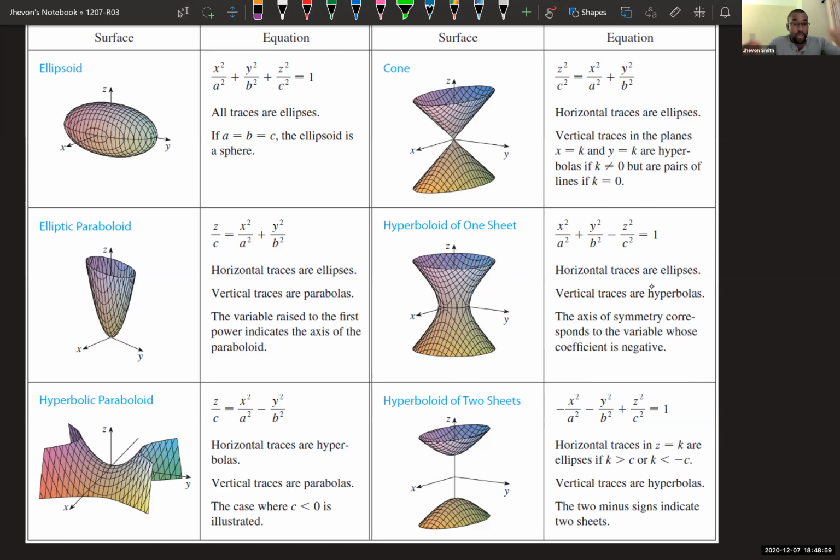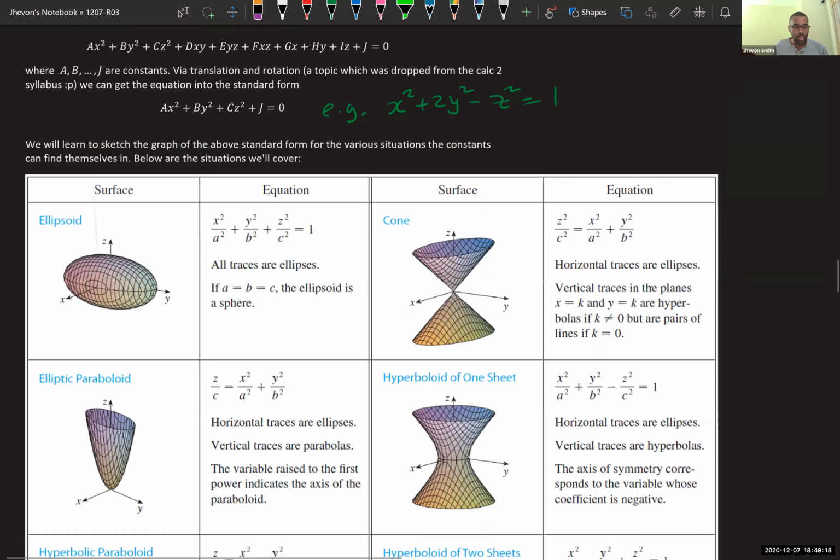If someone were to wake me up at 4 o'clock in the morning and say, what's the equation of a hyperboloid of one sheet? I don't remember. Is it 1 negative or 2 negative? I don't remember. But I could sketch one if you gave me the equation. And why can I do that? Because I'm really good at sketching in 2D. And that skill will translate. And it translates through this idea of traces.